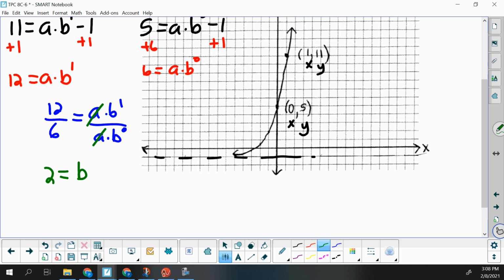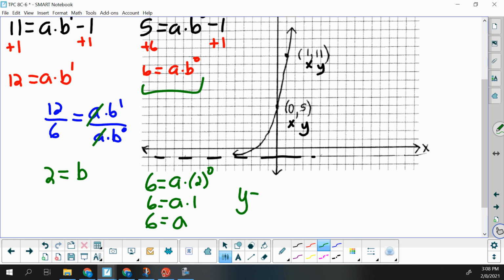You can sub back in wherever you want. I think it's always easiest to sub in where an exponent's 0 if you have it. So we'll do 6 equals a times 2 to the 0. Anything to the 0 is just 1. So this is a times 1. And a times 1 is just a.